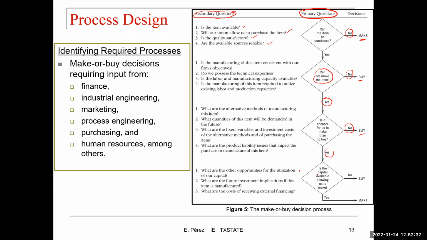Is the capital available allowing us to make? If the answer is no, then you buy. If the answer is yes, then you get to make. So there's only 2 instances in which you are going to make. The first one is if you cannot purchase the item. And the next one is if you answer yes to the rest of the questions.